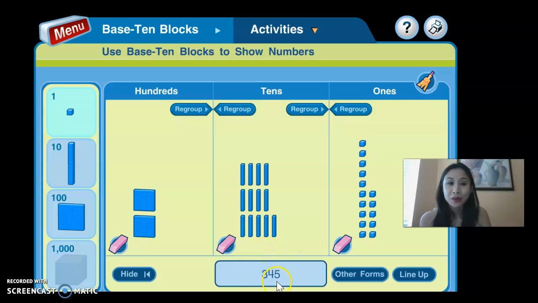Okay, so what we just did together right now is that we showed the value 345 in 3 different ways. That's it.